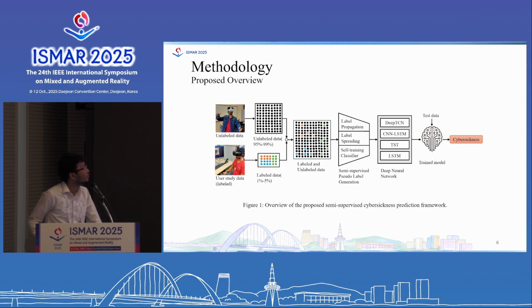So here's our proposed methodology. We used 1 to 5% of labeled data, which we can get from a user study, and 95 to 99% of unlabeled data. We combined the labeled and unlabeled data and generated the pseudo labels for the unlabeled data. We use three different pseudo labeling techniques here: label propagation, label spreading, and self-training classifier. Then we pass those pseudo labels along with the labeled data to the deep neural networks. For that, we use deep TCN, CNN-LSTM, and time series transformer, LSTM. So that's the overall architecture.